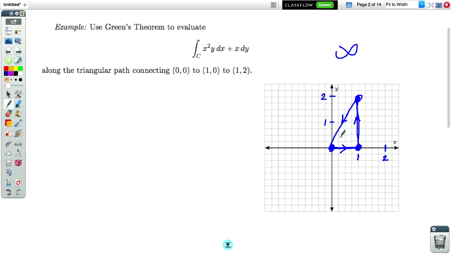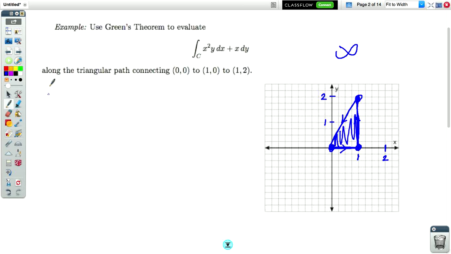This entire thing meets our criteria for Green's theorem. So Green's theorem says instead of integrating in these three different sections, which would be sort of tedious to integrate along this path, then this path, then this path, Green's theorem says instead, let's just integrate over this region.